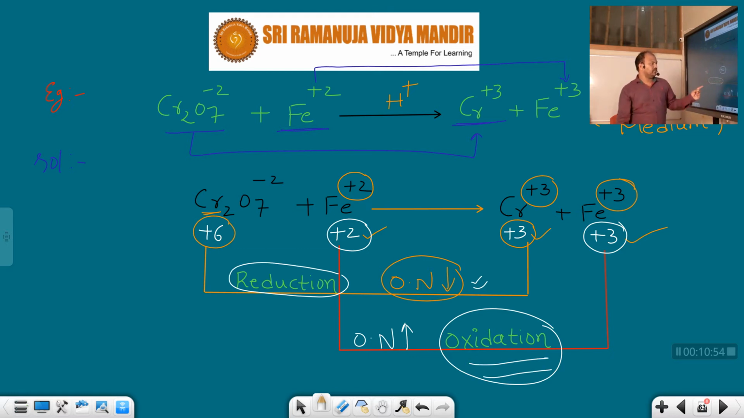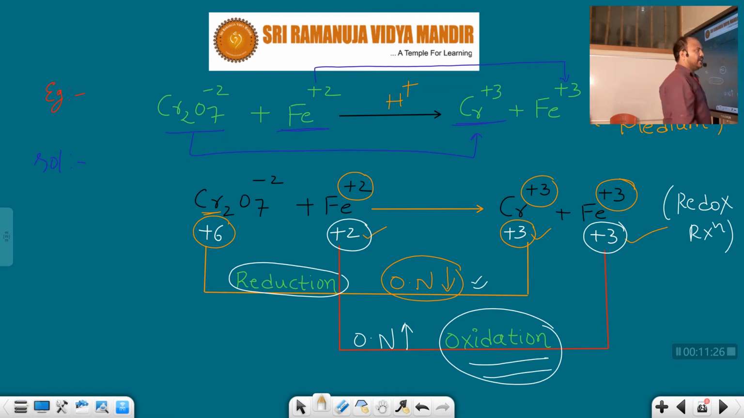So in this reaction, take a look here: the oxidation reaction takes place and the reduction reaction takes place. Where does the oxidation reaction take place? The ferrous ion changing into the ferric ion. Where does the reduction reaction take place? The dichromate ion, Cr2O7 2-, changing into the chromic ion. That phenomenon is the reduction reaction. So in this one reaction we can observe both oxidation and reduction. That's why this reaction is called a redox reaction.